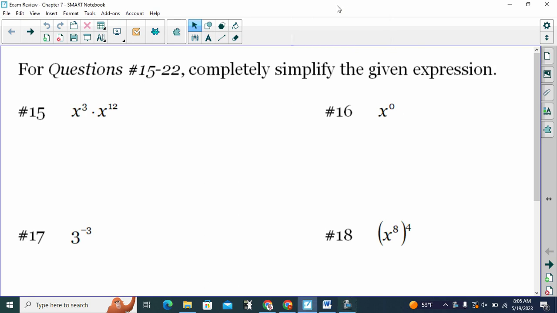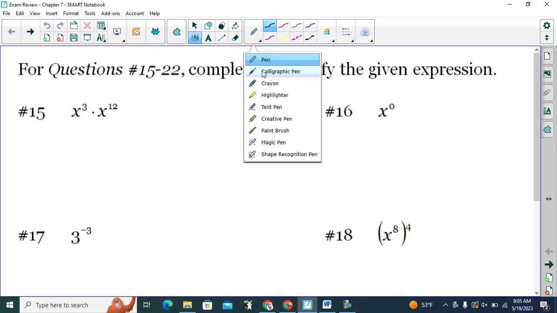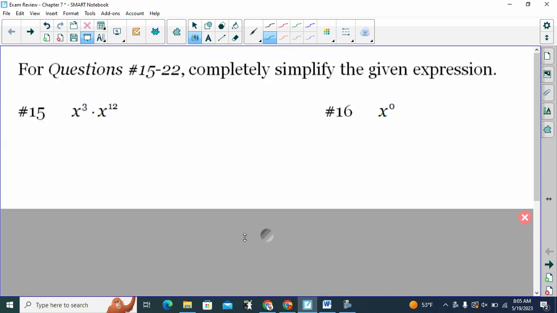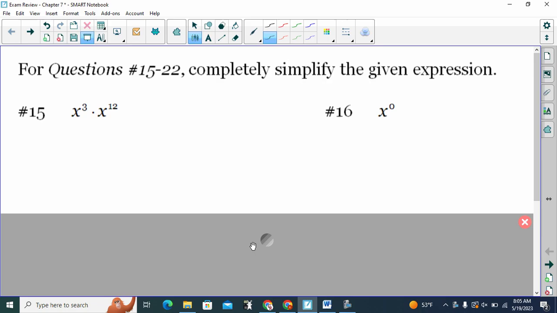We continue our review for your Algebra 1 semester exam with Chapter 7 information today. Chapter 7 started with the properties of exponents. We are asked to completely simplify each of the following expressions.